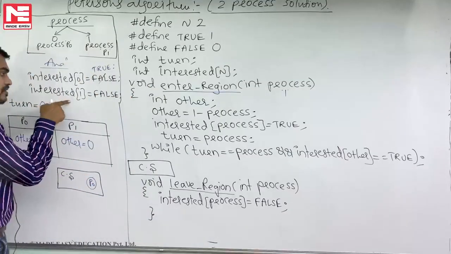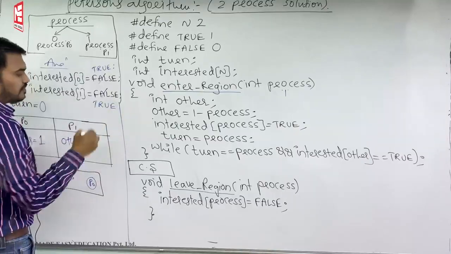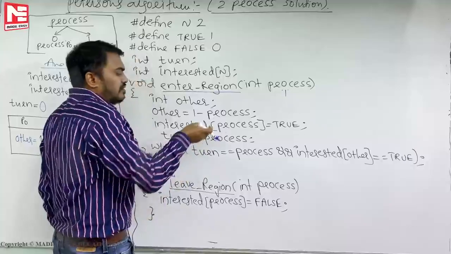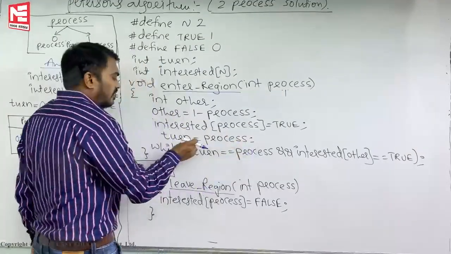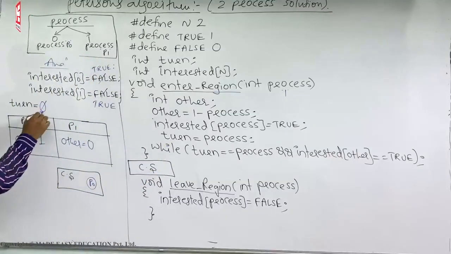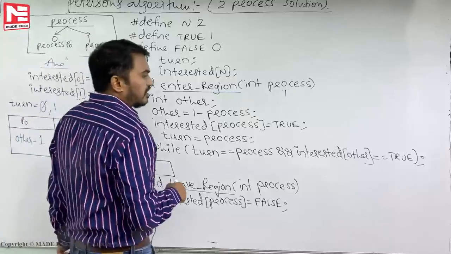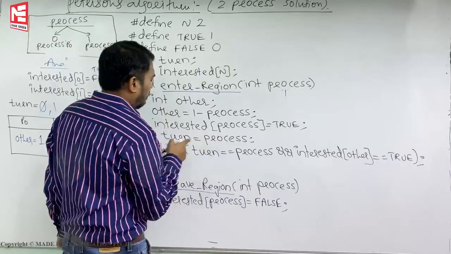Okay, look here. Interest of 1 was false, so now this condition becomes true. Next, now turn equal to process. So the process value will be assigned to turn. What's the process value? 1. So 1 will be assigned to turn. So now look here, turn value becomes 1. After that, what happens here?